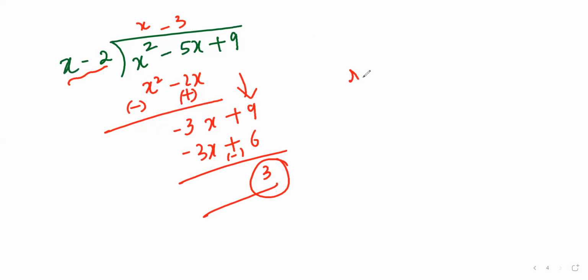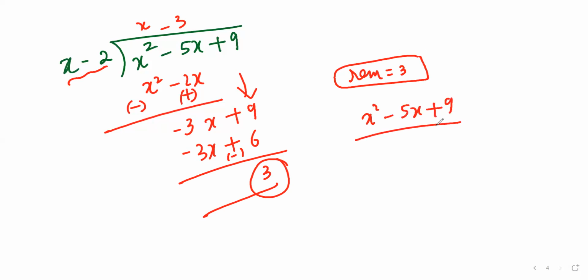So why am I interested in 3? The remainder is 3. So what did I do? I divided x squared minus 5x plus 9 by x minus 2. The remainder is 3.